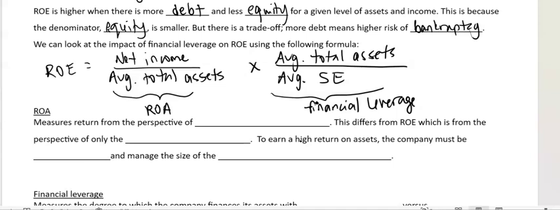Let's start with ROA and quickly review it. ROA measures the return from the perspective of the entire company, not just the common stockholders or the stockholders. This differs from ROE, which is from the perspective only of the stockholders. To earn a high return on assets, the company must be profitable. Right? In the numerator, we have net income. And it must manage the size of its denominator, manage the size of its asset investment.